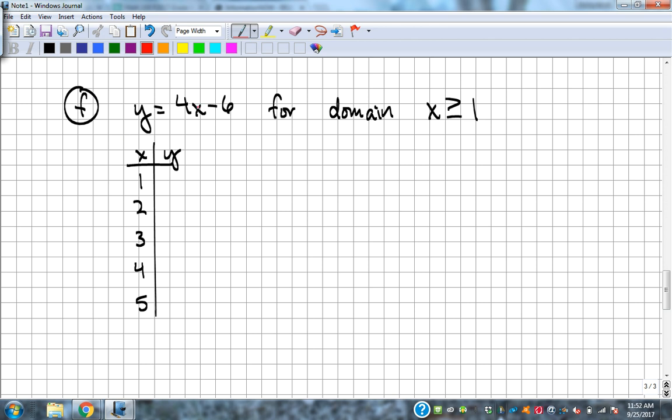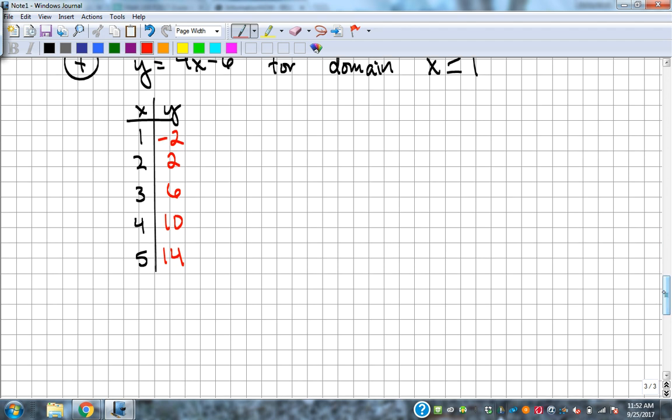So 1 times 4 is 4, minus 6 is negative 2. 8 minus 6 is positive 2. 12 minus 6 is 6. 16 minus 6 is 10. 20 minus 6 is 14. So we get a pretty good sized graph here. I'll make sure I have plenty of room in the positive y direction, so I'll put my x-axis way down low. And then plot those points.